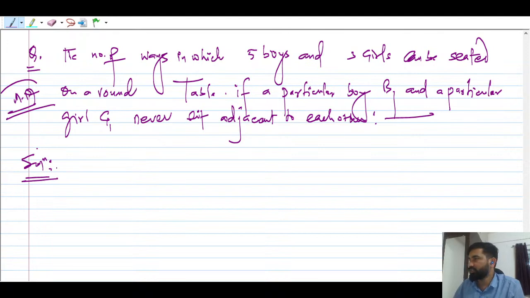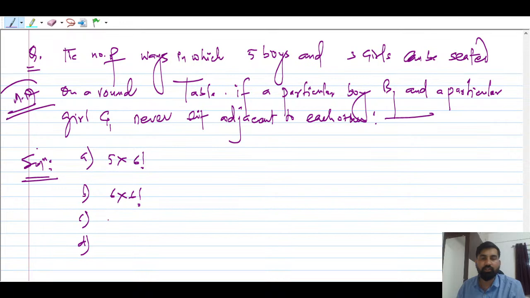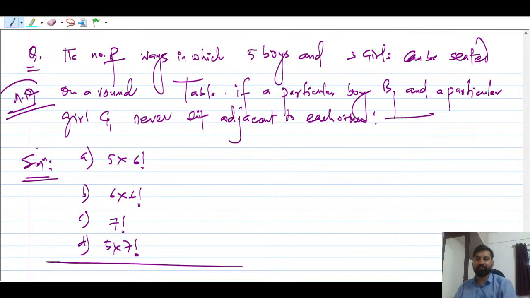So what is the answer for this question? The options are there: option A, 5 into 6 factorial; 6 into 6 factorial; 7 factorial, that will not be the answer; 5 into 7 factorial. So which option is correct? Use the concept and tell me fast. They are saying that B1 and G1 never sit adjacent to each other. So you can forget about them.